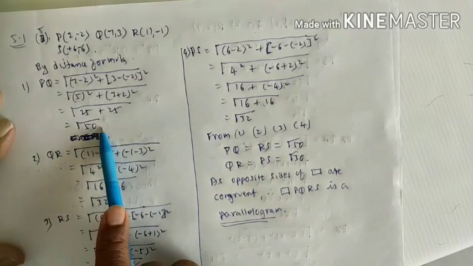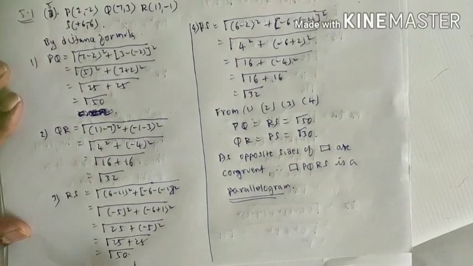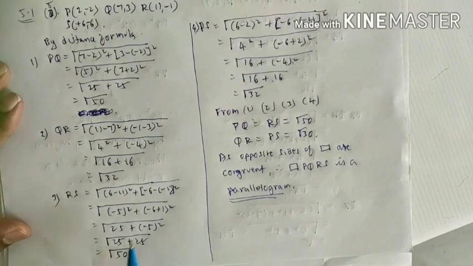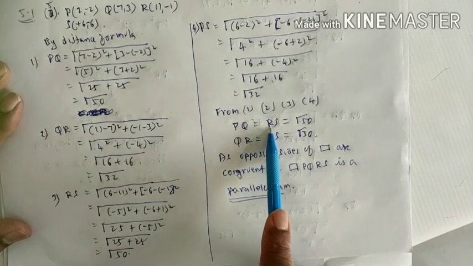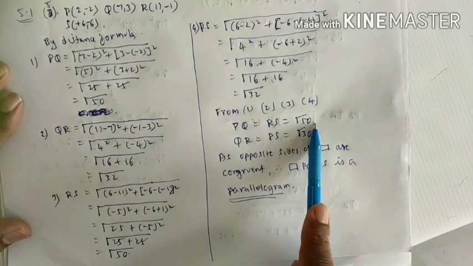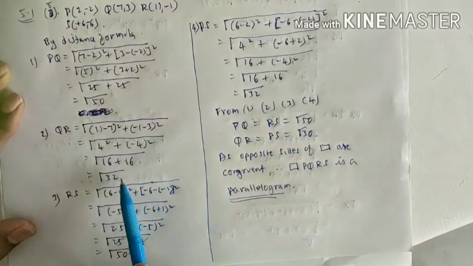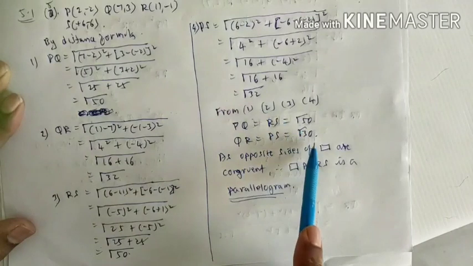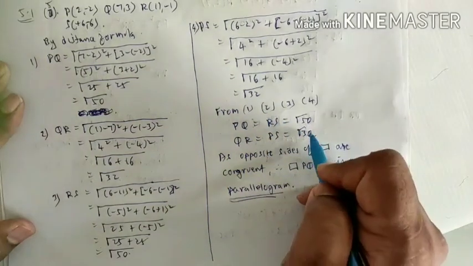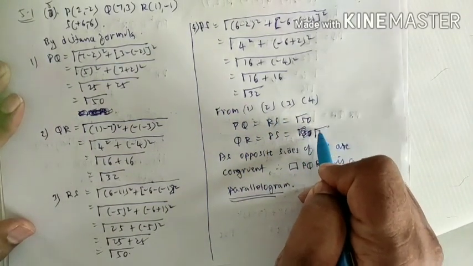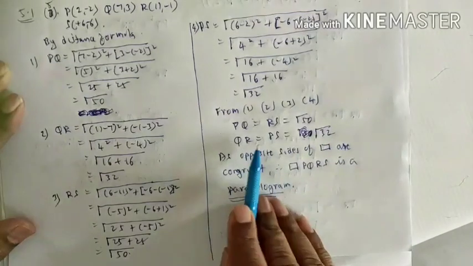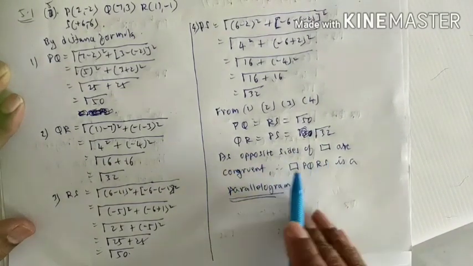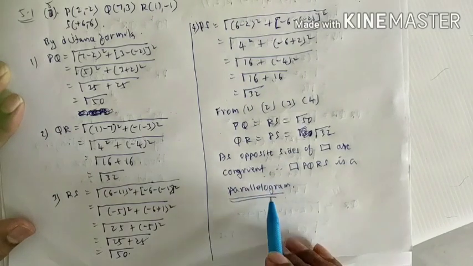Now see here, root 50, and here also we are having root 50. It means that PQ is equal to RS is equal to root 50. Here we are getting root 32, here also root 32. So QR is equal to PS is equal to root 32. We got QR is equal to PS is equal to root 32. As opposite sides of the quadrilateral are congruent, the quadrilateral is a parallelogram.